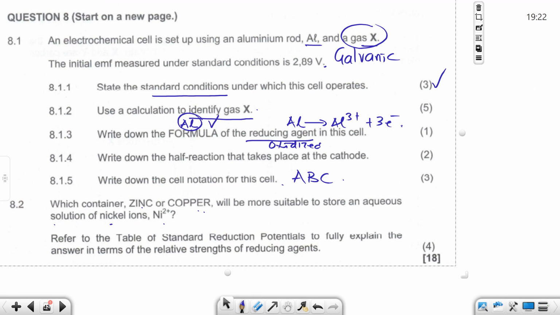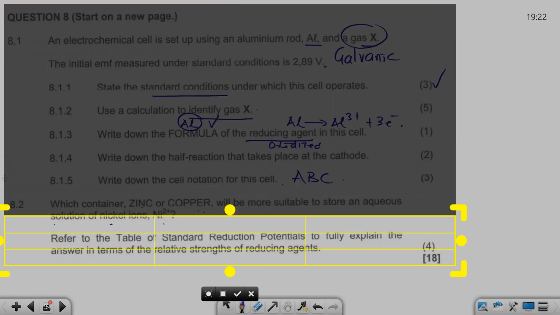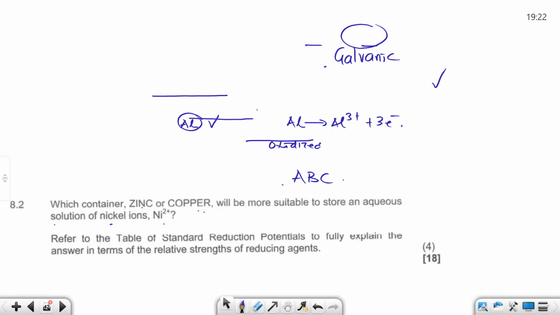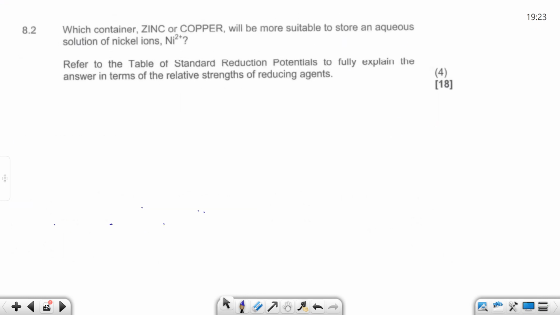Let's see. I don't think the electrolytic will take us time, right? But we'll see. This is where more marks are. Guys, please, let's check. In order for you to, I want to show you how to answer this question.